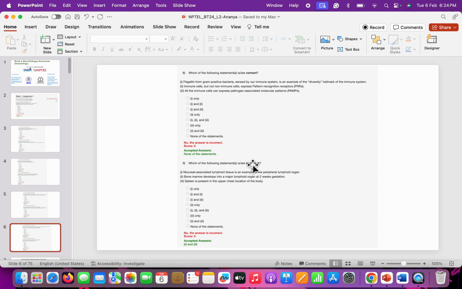Which of the following statements are incorrect? Option 1, mucosal associated lymphoid tissue is an example of the peripheral lymphoid organ. Bone marrow develops into a major lymphoid organ at 2 weeks gestation, which is not true. Spleen is present in the upper chest location of the body, which is also not true. So options 2 and 3 are incorrect.